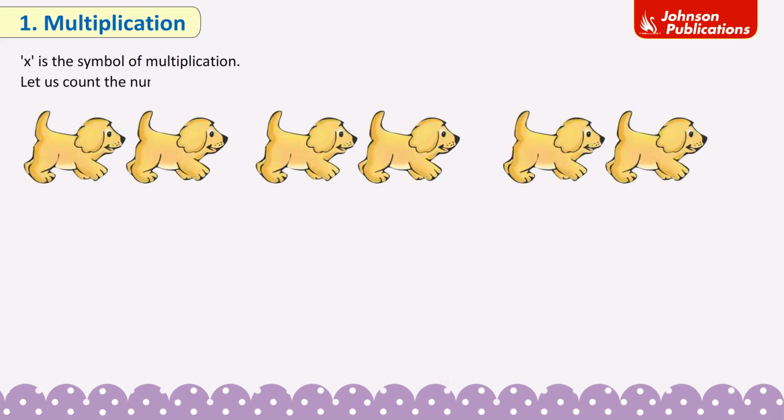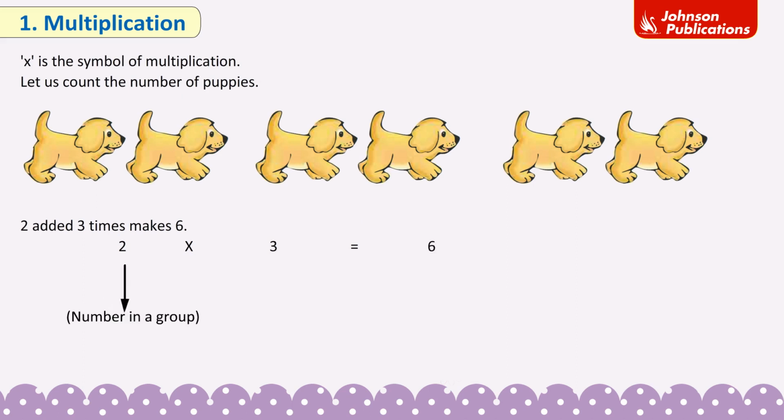Let us count the number of puppies. 2 added 3 times makes 6. 2 multiplied by 3 equals 6. 2 is the number in a group. 3 is the number of groups. And 6 is the total number. There are 6 puppies in all.